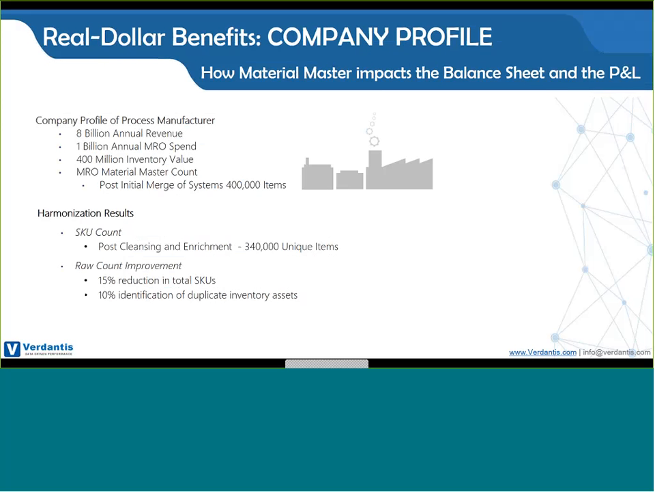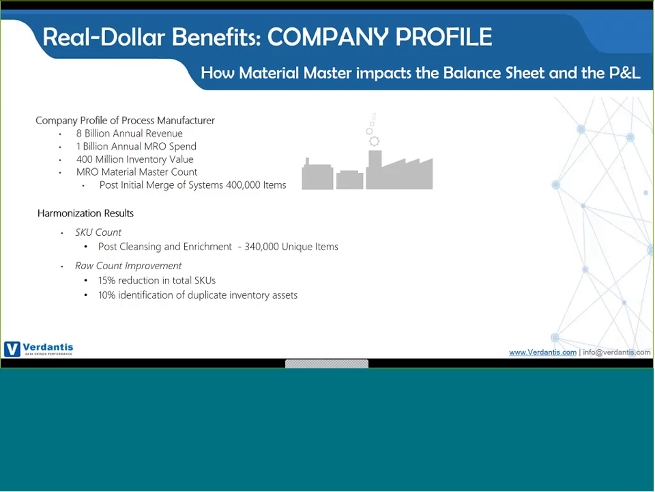This is more of a hard dollar look at it. This is a client who was trying to impact their P&L. An $8 billion steel manufacturer. They turned about $1 billion a year, and they held about $400 million. So they had pretty good MRO spend. Their initial unique material item count in their existing legacy systems, before they started the project, was 400,000 items. Just initially, out of the box, we were able to identify 60,000 duplicates that were, in fact, real duplicates.